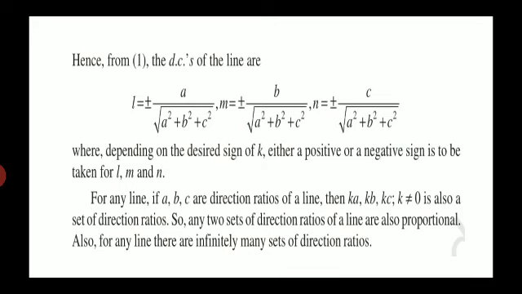Depending on the desired sign of k, either a positive or a negative sign is to be taken for l, m, n. For any line, if a, b, c are direction ratios of a line, then ka, kb, kc, as k is non-zero, is also a set of direction ratios. So, any two sets of direction ratios of a line are proportional. Also, for any line, there are infinitely many sets of direction ratios.